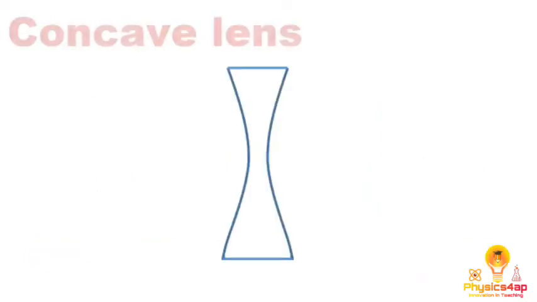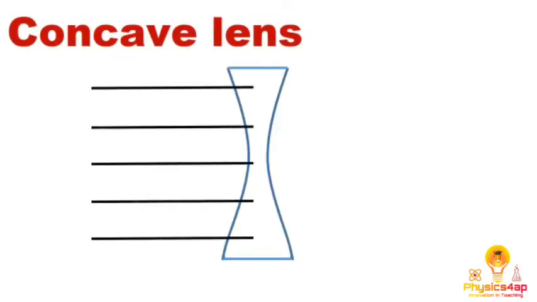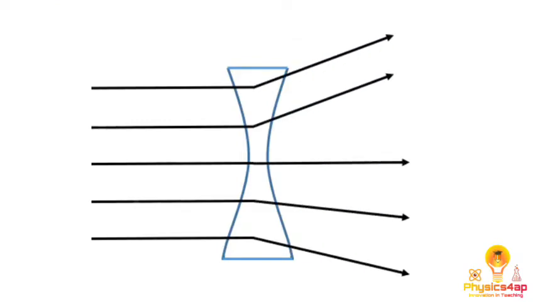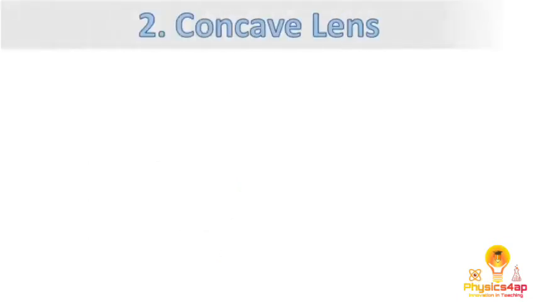Now, why is a concave lens called a diverging lens? Because when a parallel beam of light falls upon a concave lens, it spreads out. So that is why it is called a diverging lens. The lines are spreading out, so it is called diverging.